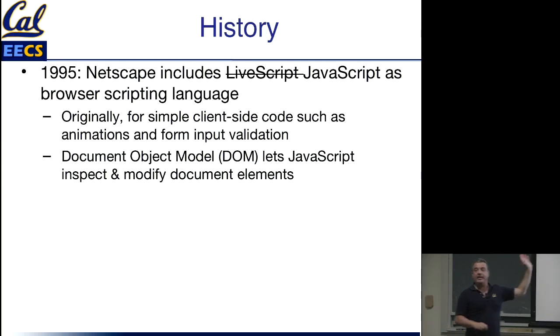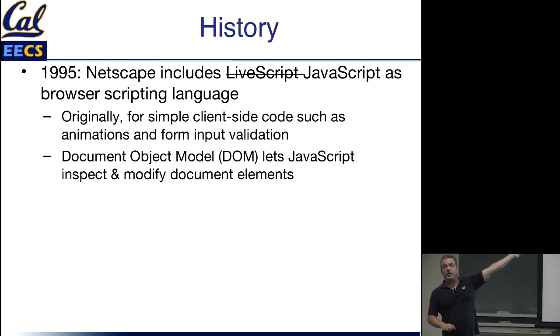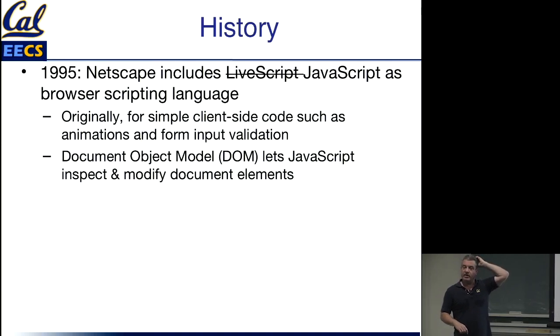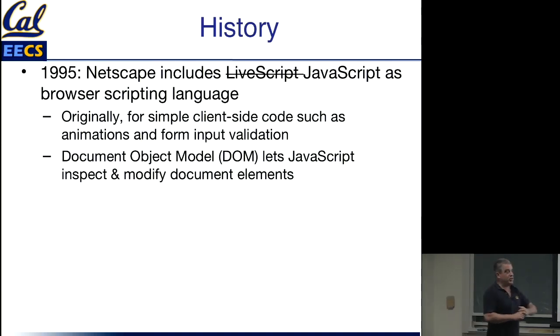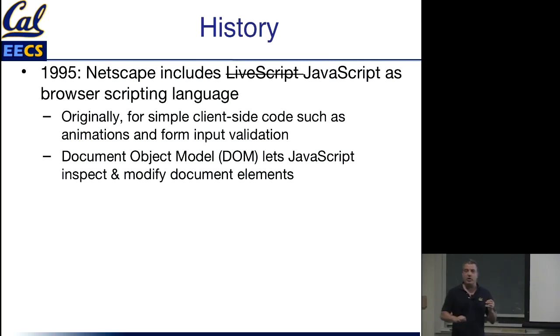Anybody have any idea why? Or want to guess why? You can be cynical. What do you think? To ride the hype of Java. That is exactly correct. This was around the time that Java was going to save the world because it was write once, run anywhere. At the risk of being snarky, I think it's become write once, run nowhere.